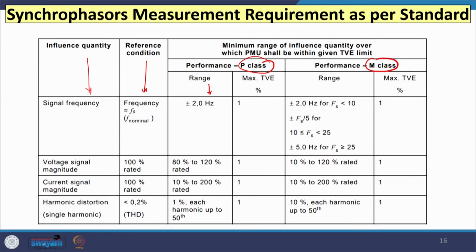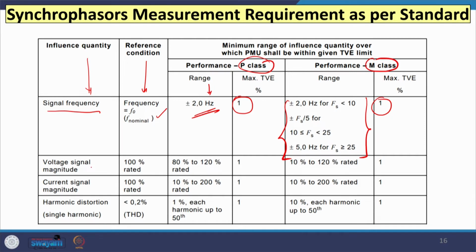If we consider the signal frequency, and the nominal frequency, you can see that for P-class PMU the total vector error is 1%, and for M-class also it is 1%. But you see the difference in the range of frequencies: here it is plus or minus 2 hertz, whereas for M-class PMU a wider range of frequency is available for the same 1% allowable total vector error.